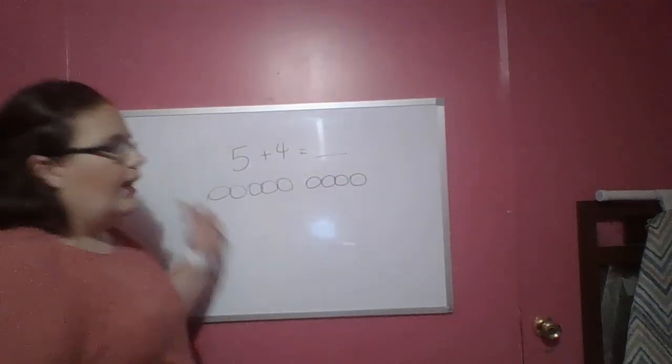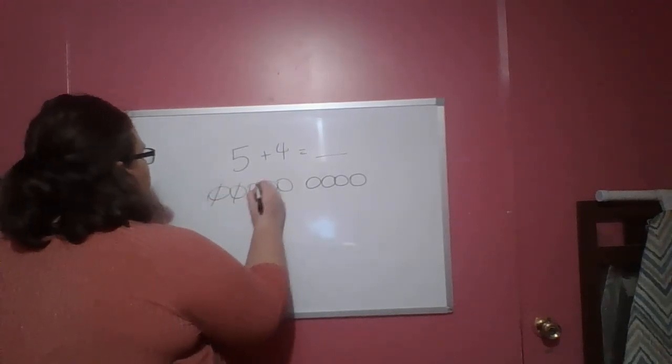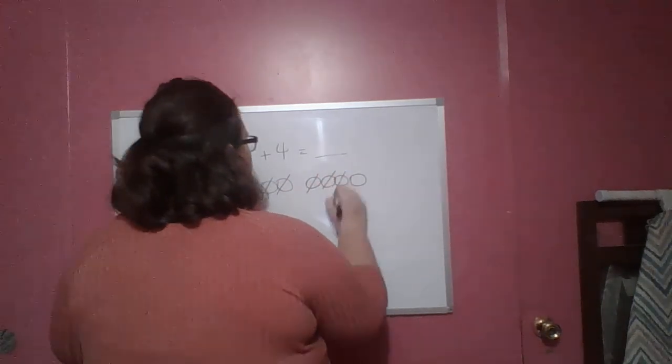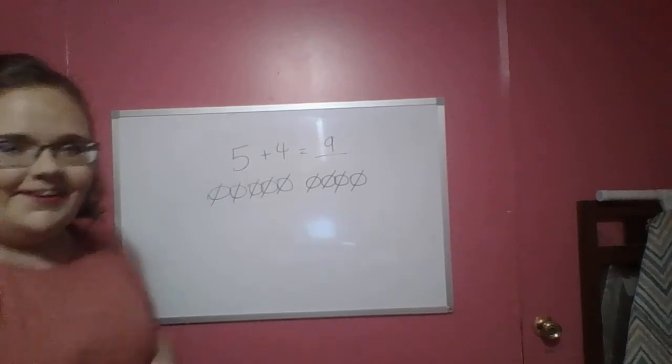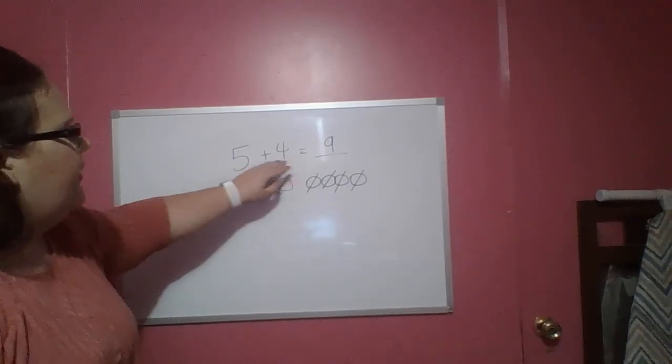So now I need to count both sets of circles. So we have 1, 2, 3, 4, 5, 6, 7, 8, 9. So our answer is the number 9. So read the equation with me. 5 plus 4 equals 9.